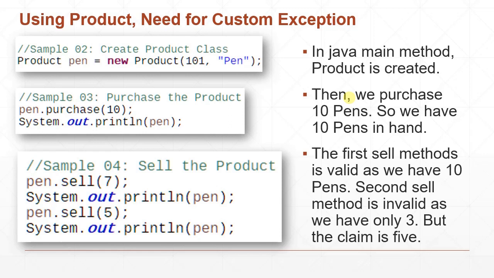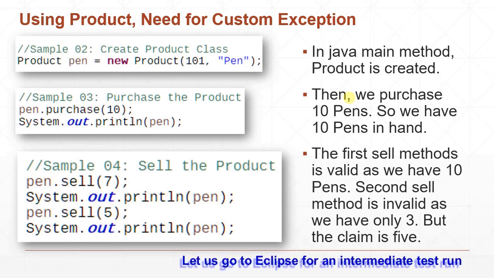The second sell attempt is 5. So now the stock is not sufficient. So here at this moment the stock will go negative, and you will see that in the print statement that follows the sale of these 5 products, meaning the 5 pens. Alright, so at this stage we will do a test run in Eclipse. After that we will proceed with the custom exception.